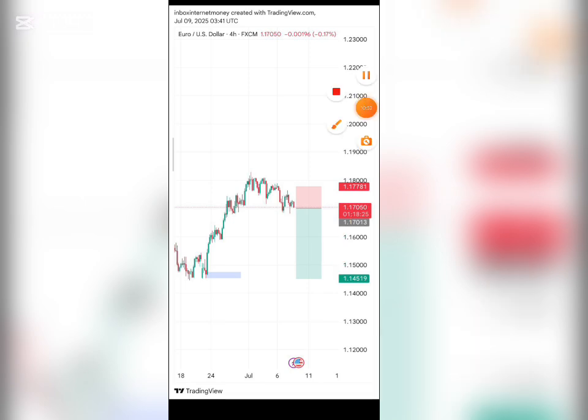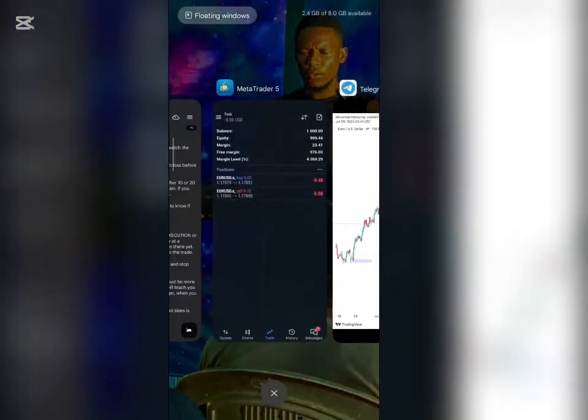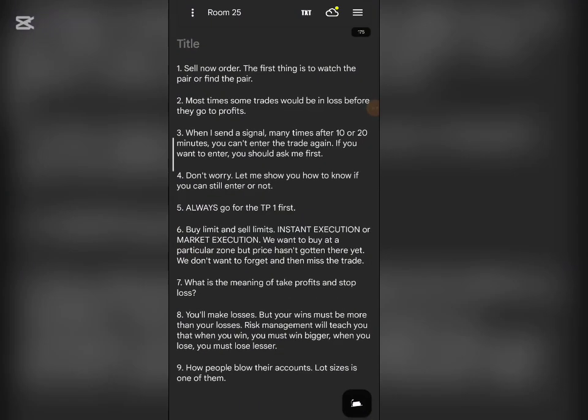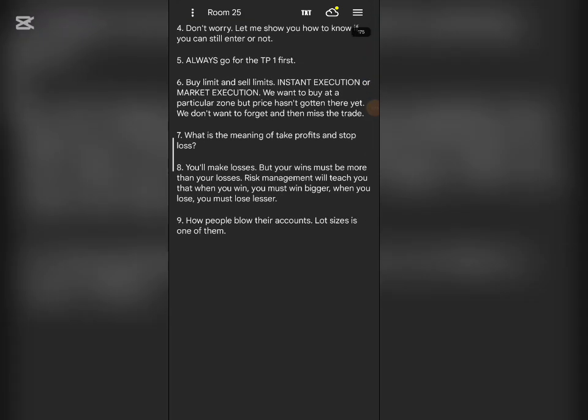Only enter the trade after you've checked the chart and seen that the market is still somewhere at the top, maybe around this range. Then you can still enter. But once the market begins to get here, don't enter the trade. Is that okay? Now, I've told you, always go for TP1 first.